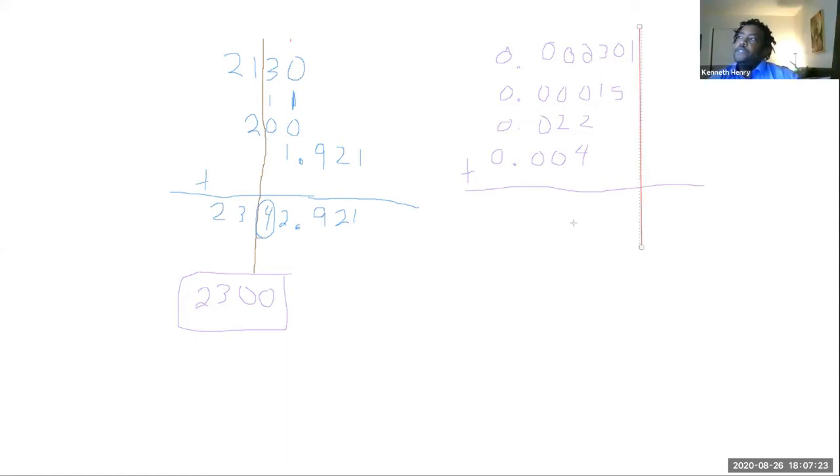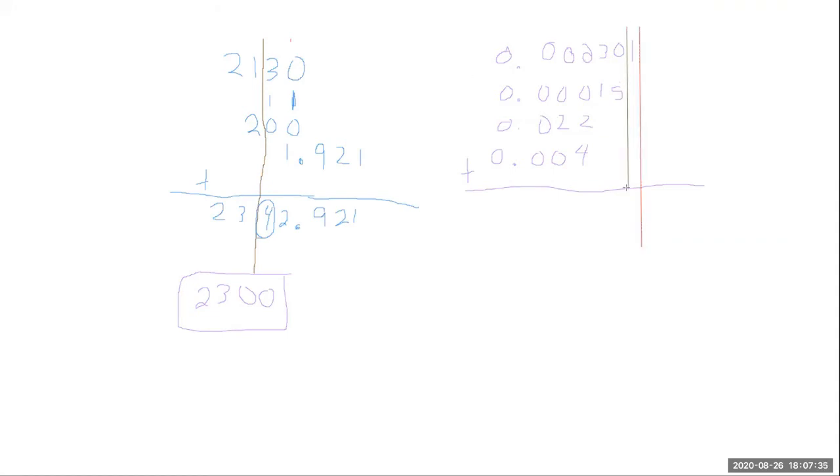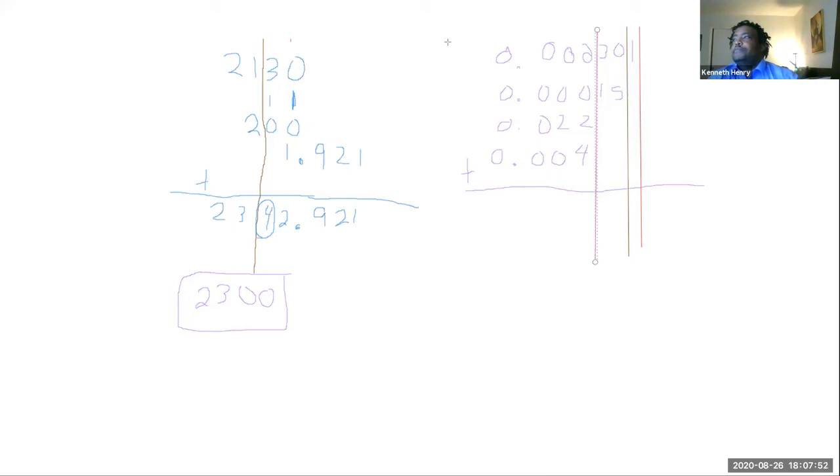What about the next number? After the 5. Now what about the next number? After the second 2. Okay, and then what about the last number? After the 4.